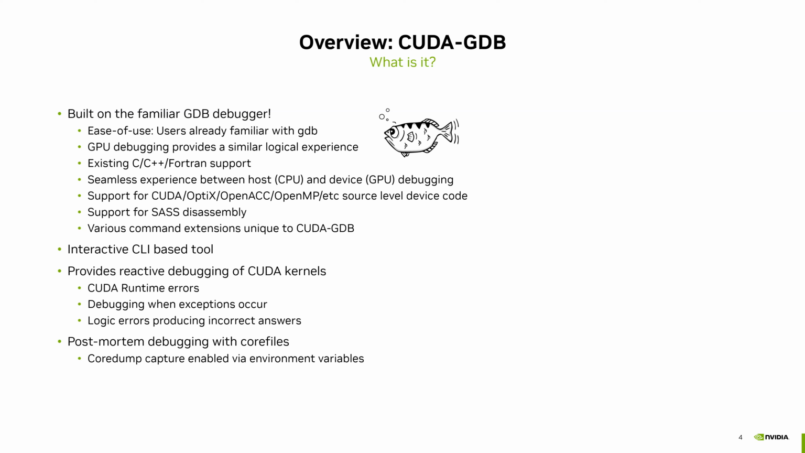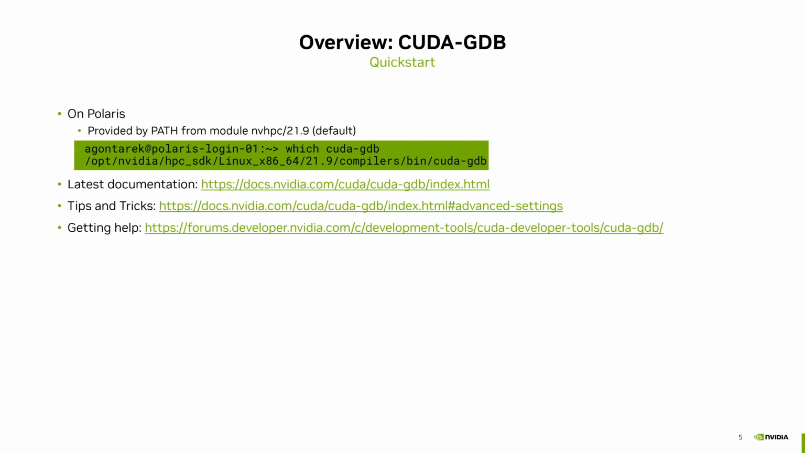We also provide support for post-mortem debugging with core files. Core dump capture is enabled via environment variable. I'll talk about that in a future slide. In the environment, these are off by default, so you have to enable this feature to get a core dump. So on Polaris, CUDA-GDB is provided in your path by default. It's in NVHPC/21.9. So if you wish to use CUDA-GDB, you'll find the default CUDA-GDB is in your path.